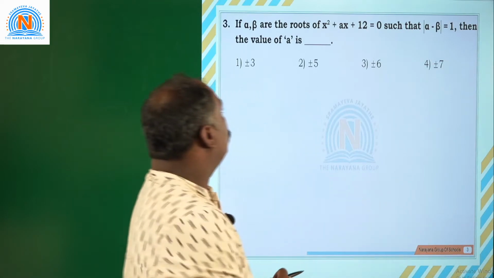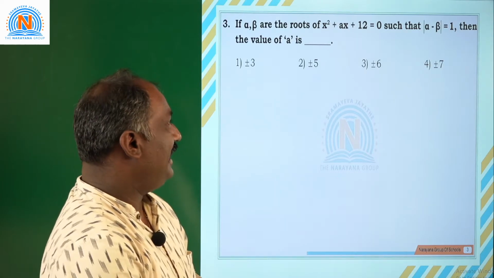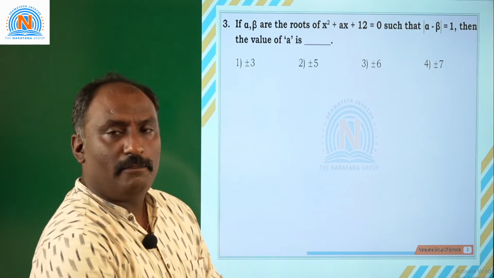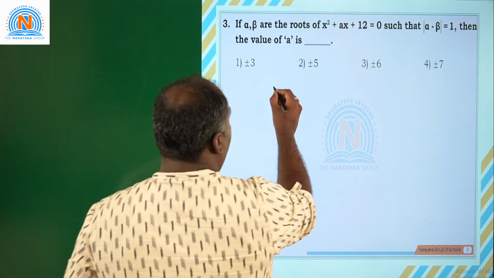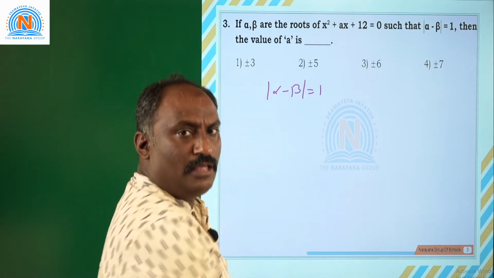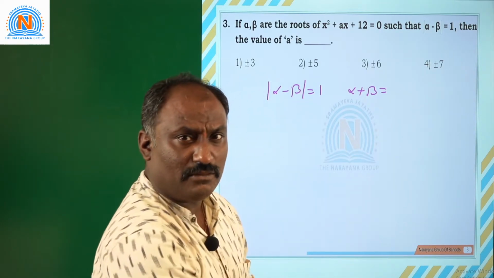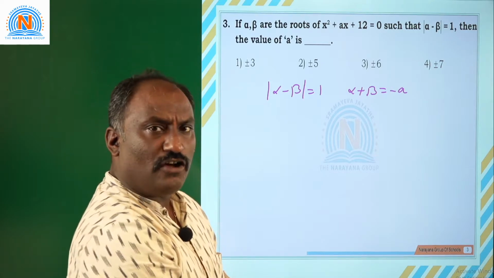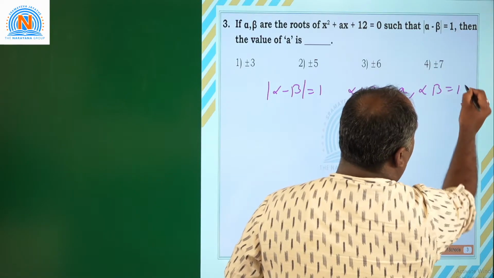Then we are switching to the third question. If alpha, beta are the roots of x square plus ax plus 12 is equal to 0, such that modulus of alpha minus beta is equal to 1, then find the value of a. From the given information, alpha minus beta is 1. We know the sum of roots, alpha plus beta, is minus b by a, which gives us minus a, and the product of roots, alpha into beta, is c by a, that is 12.